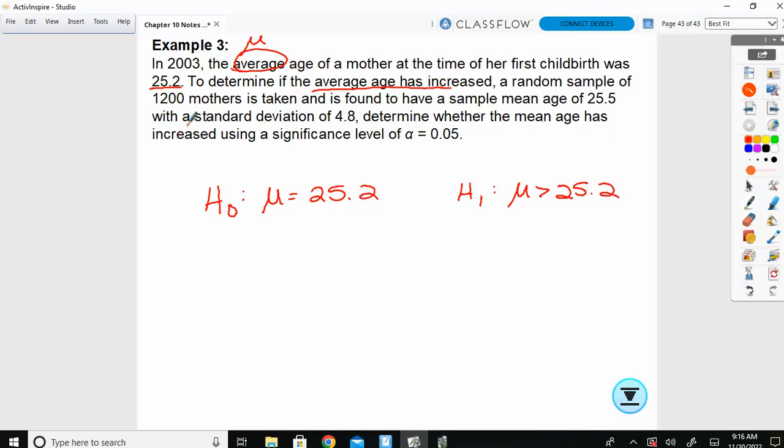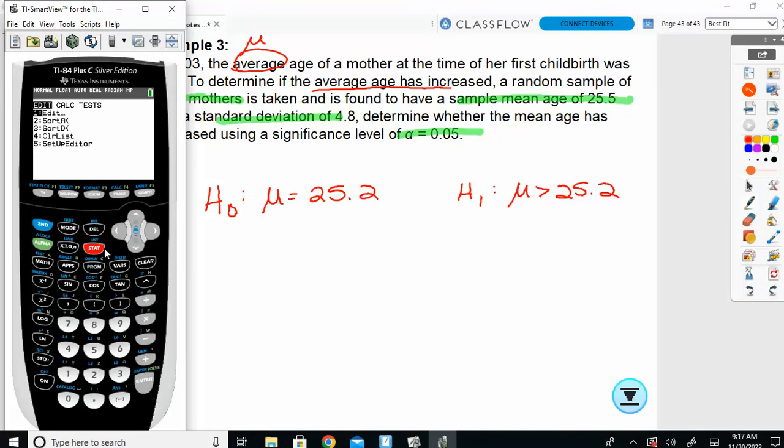A random sample of 1,200 mothers is taken and is found to have a sample mean of 25.5 with a standard deviation of 4.8. Determine if the mean age has increased using alpha equals 0.05. Okay, so let's talk about doing this one on the calculator. If you look at my sample size, 1,200, is my table going to be very useful here? No, my highest degrees of freedom is 1,000. I'm not going to be able to get very close from my table anyway. So let's talk about doing this just from our calculator.